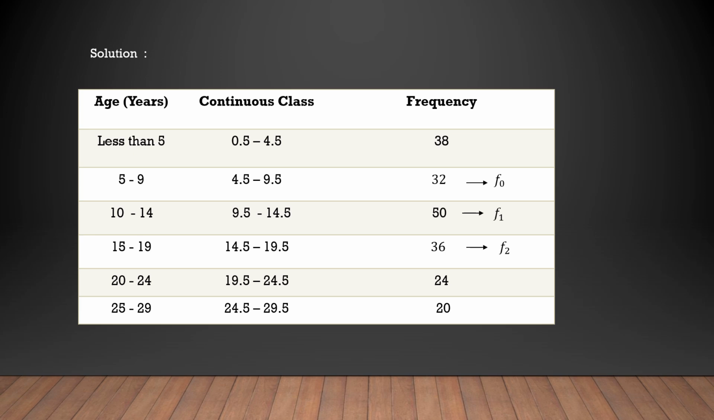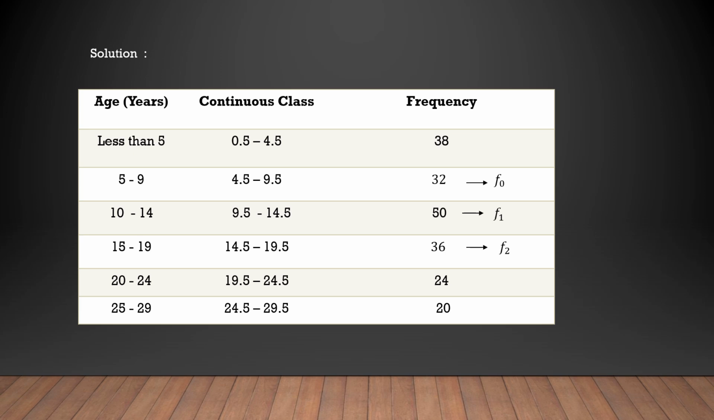0.5 to 4.5, 4.5 to 9.5, 9.5 to 14.5, 14.5 to 19.5, 19.5 to 24.5, and 24.5 to 29.5. Then we write the frequencies: 18, 32, 50, 35, 20, and 20.